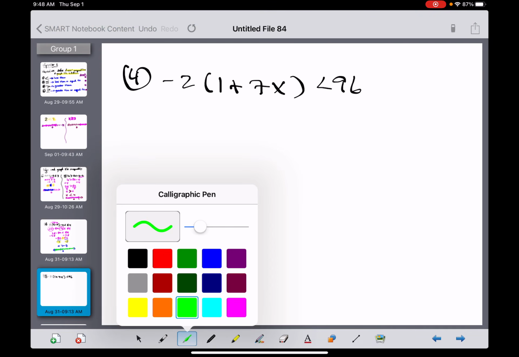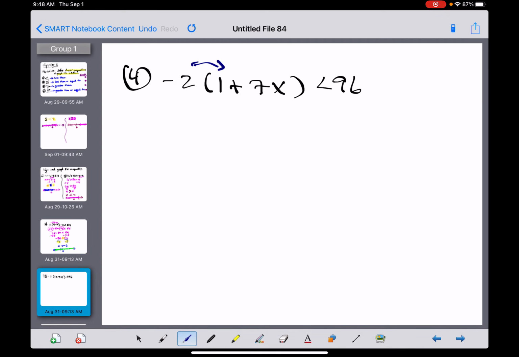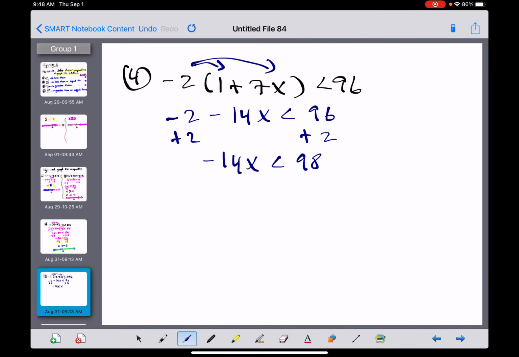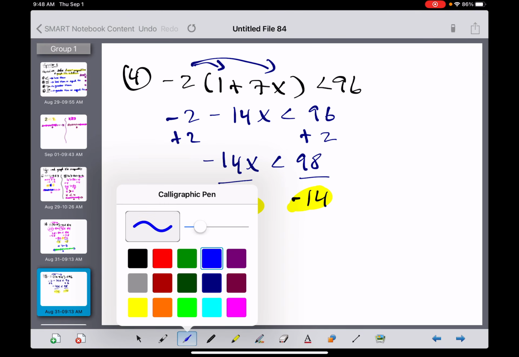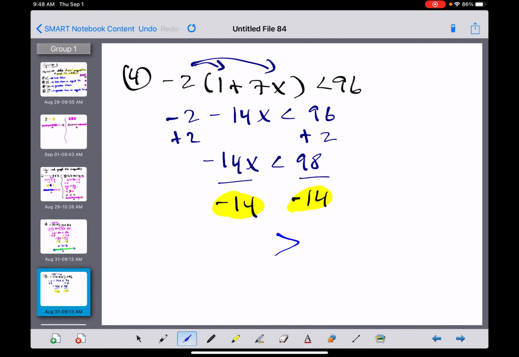Same thing with number 4. We're going to multiply in the -2. We have -2 minus 14x less than 96. Add 2 to both sides. -14x less than 98. And then divide both sides by -14. See, we divide by -14. Don't forget to flip the inequality. So from less than it becomes greater than. So x greater than -7.